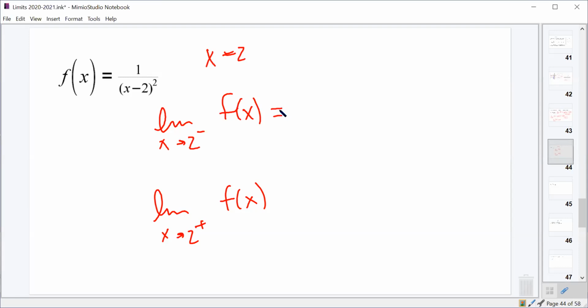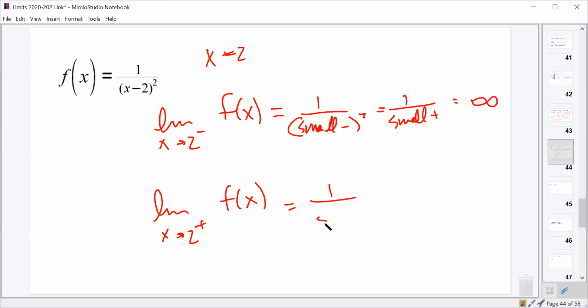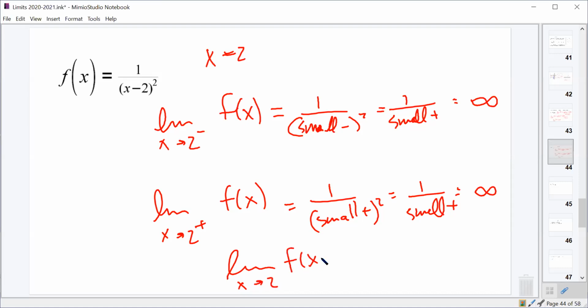So from the left-hand side, like 1.99999 minus the 2, what does that give you? It gives you a small negative, which we are then squaring, which gives us a small positive number, giving us infinity here. And likewise, over here, when we do the 2 from the right, it gives us a small positive. And when we take that small positive and square it, we get a small positive, giving us, once again, infinity. So we could say that the limit as x approaches 2 of this function is infinity because from both sides, from the left and from the right, they're both approaching infinity. Does that make sense? Yep. All right, cool.